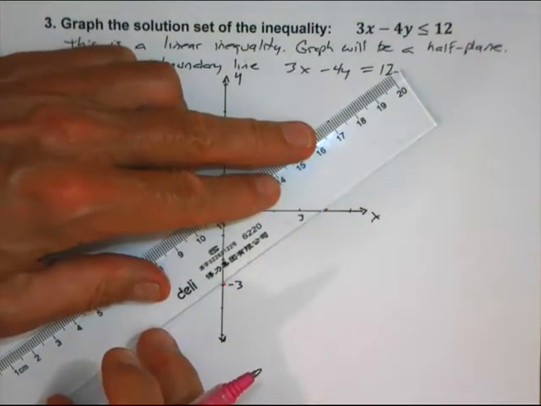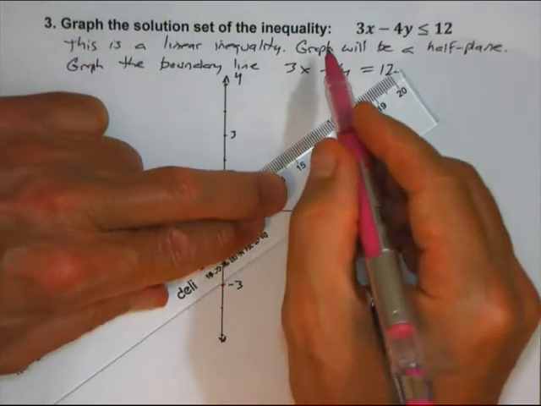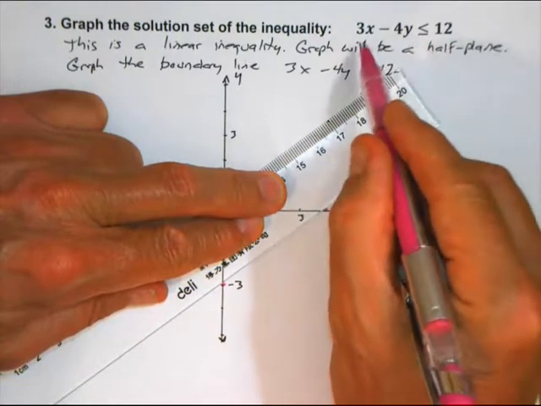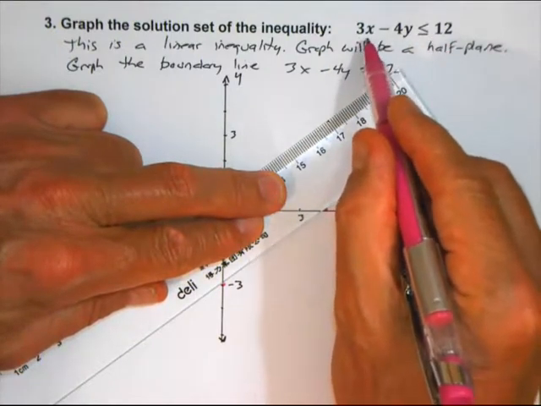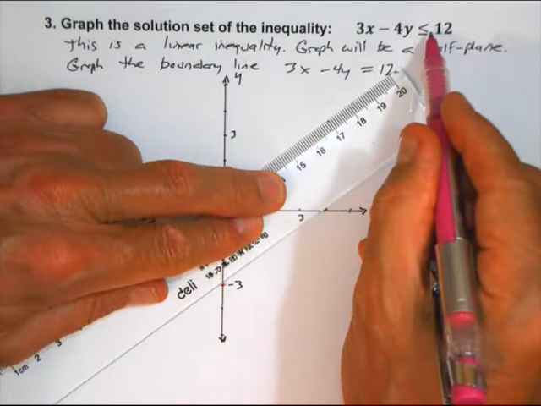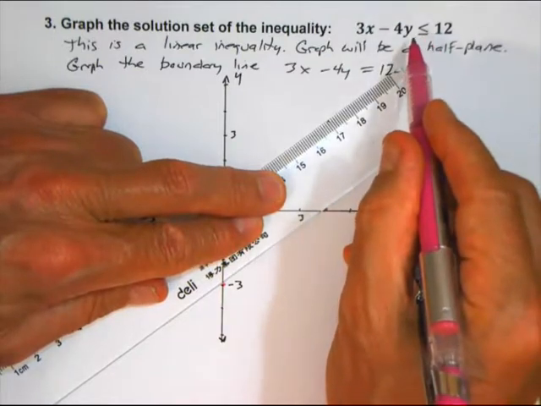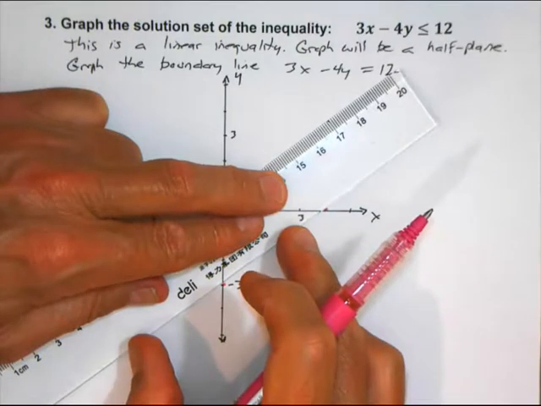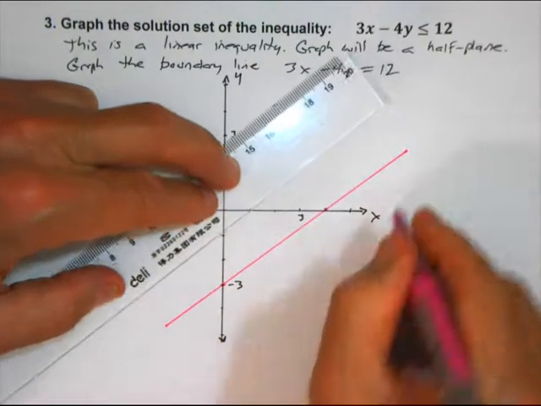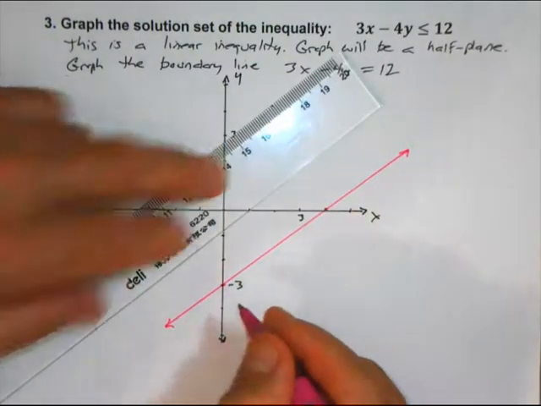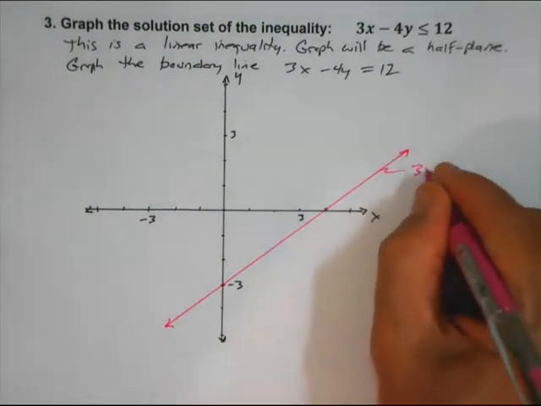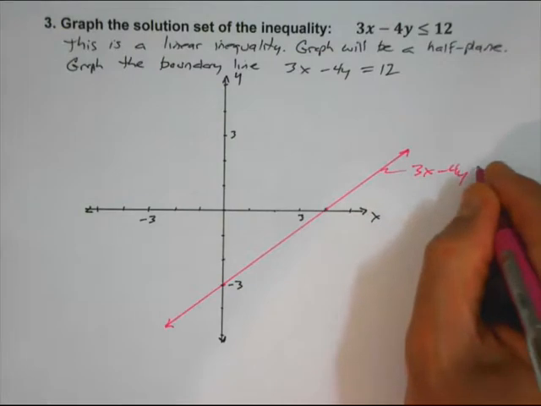Now this time, the inequality whose solutions we're graphing is less than or equal to 12. So the equation 3x minus 4y equals 12 is not only just a boundary line, it's part of the solution set. So we need to use a solid line when we graph this. A solid line, because we want this to be part of the solution set. Okay, solid line, there we are. You can label this with its equation, 3x minus 4y equals 12.